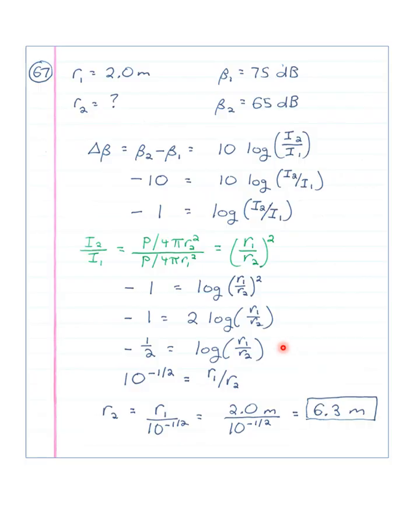Now that you've got a simple logarithm equation, turn it into an exponential equation. So remember, when no base is written, right where my marker is, that means it's a base of 10. So turning it into an exponential equation is 10 to the negative 1/2 power equals R1 over R2. We're almost there. Let's solve it for R2. So R2 is R1 divided by 10 to the negative 1/2 power. Now we can plug in R1 of 2 meters, divide by 10 to the negative 1/2, and we get 6.3 meters.